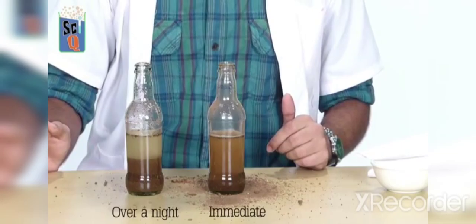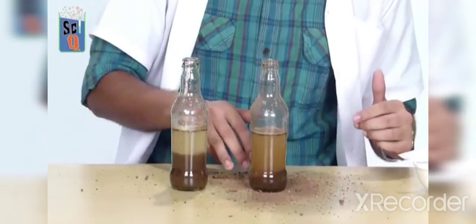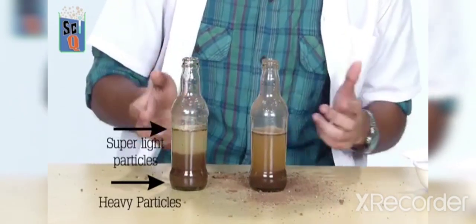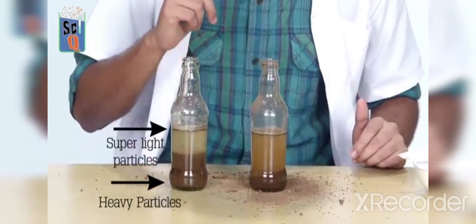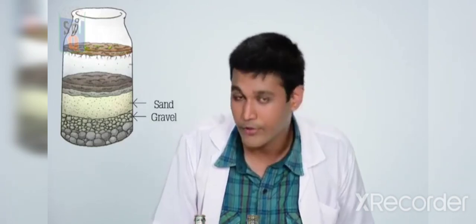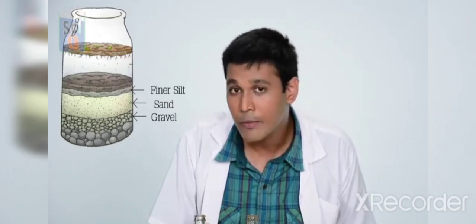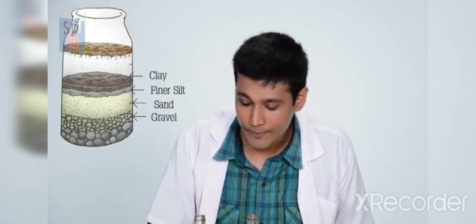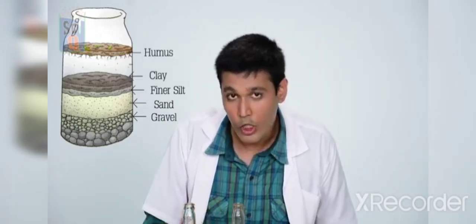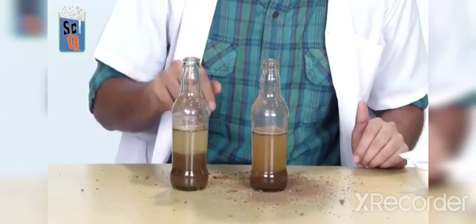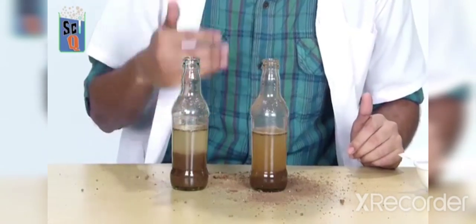What happens overnight is that your particles start settling down according to their size. So right at the bottom you've got really heavy particles and right at the top you've got the super light ones. What are these layers? Now that's the really important part here. Right at the bottom you've got sand and gravel. Just above that you've got finer silt. And immediately above that you've got the super fine clay. What you see suspended at the top is humus, or organic matter, and the color of the water is attributed to the minerals that are dissolved in it.